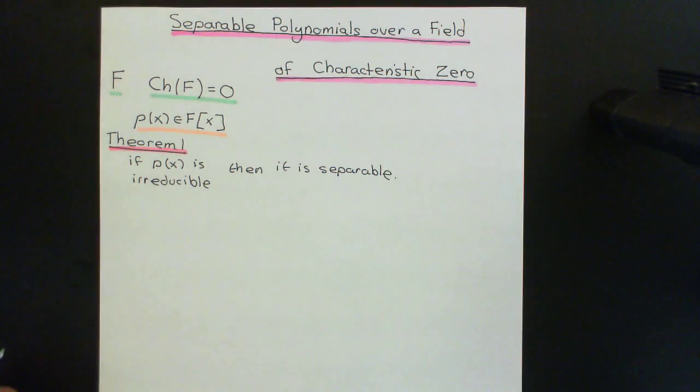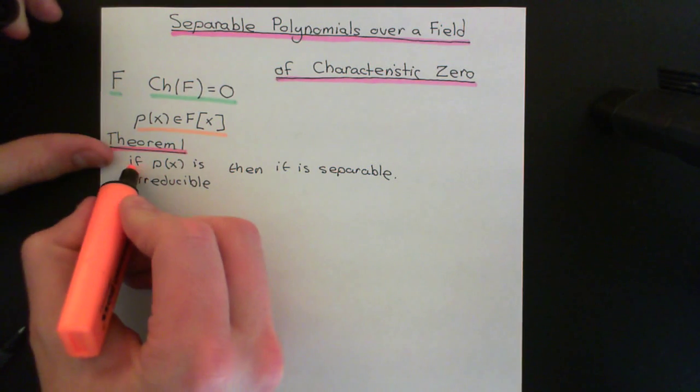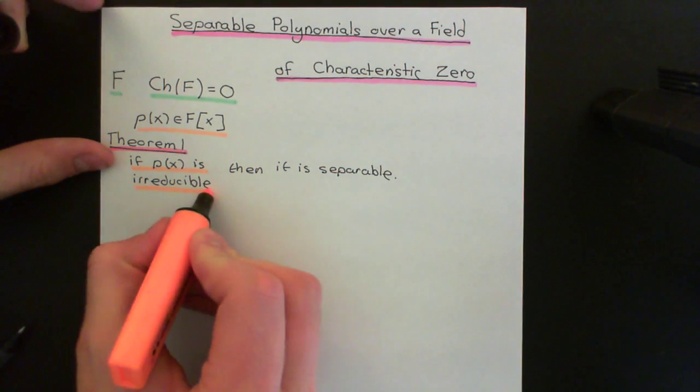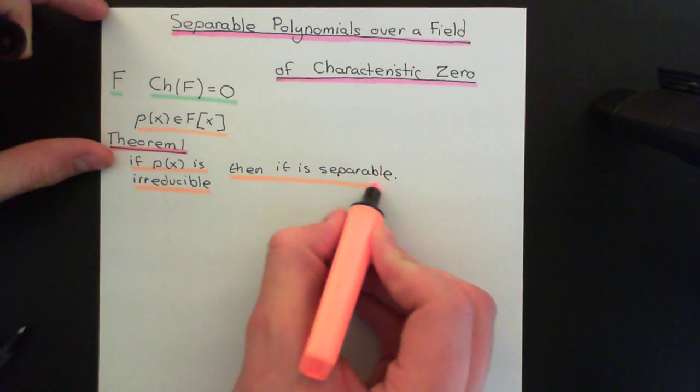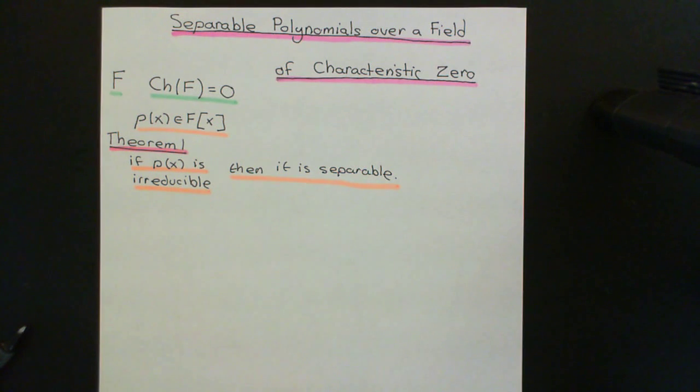Separable over F. Right, so let's just remind ourselves firstly of what it means for the polynomial p(x) to be irreducible, and then what we'll do is prove that if it is irreducible, then we can prove that it is separable.